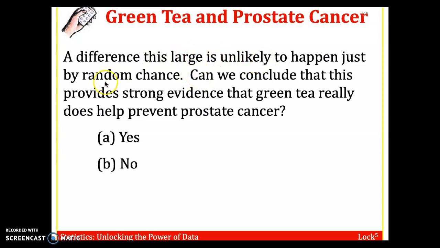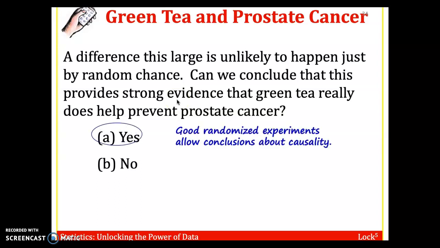Can we conclude that this provides strong evidence, so not absolute proof, we can't do that with statistics, but very strong evidence that green tea really does help prevent prostate cancer? In this case, the answer is yes. We have a randomized experiment that's double-blinded, and the treatment is randomized. The green tea extract, that was randomized. So we can draw conclusions about causality in this case.